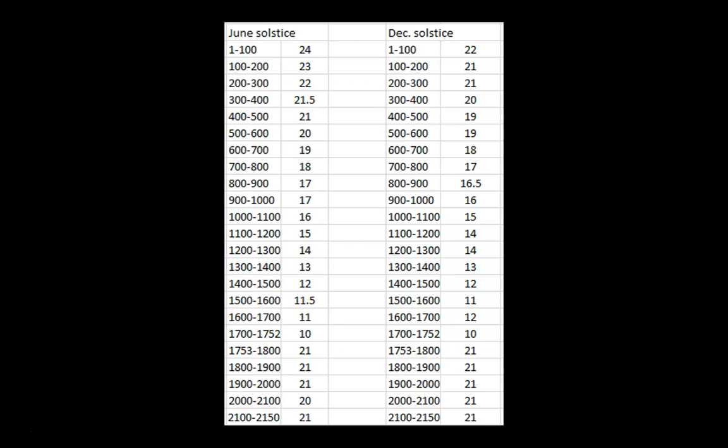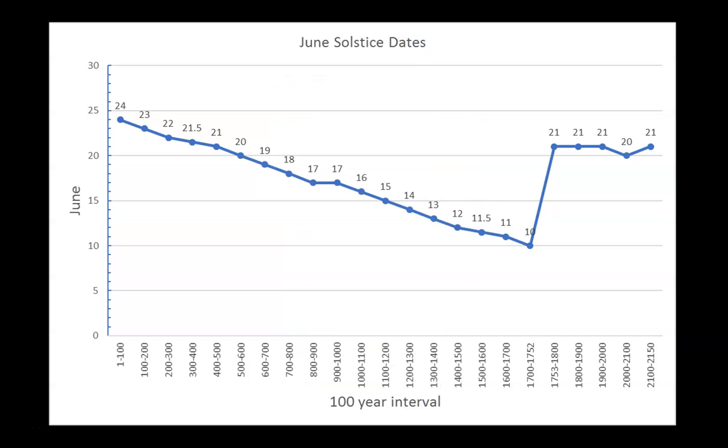Now I've taken the summer solstice that occurred most frequently in each century and graphed their dates in a linear fashion. Here's the data for both the June and December solstices. In the first 100 years, the solstice occurred most frequently, as we just saw, on the 24th. In the next century, it was on the 23rd, and so on. Here's the data graphed. On this graph, here's the 24th.